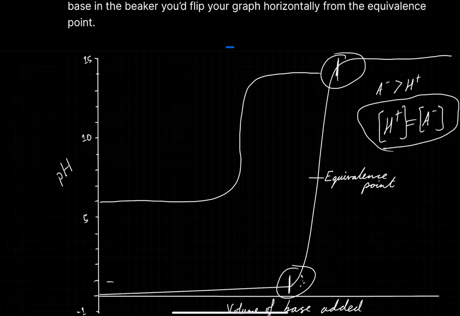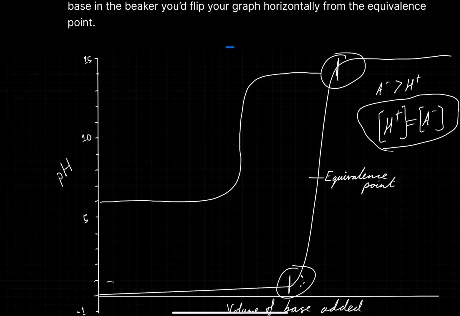That's all I'm trying to say here: you want to use a good indicator. We're looking for an indicator that changes color between roughly anywhere between, say, 7, maybe 8, to 12.